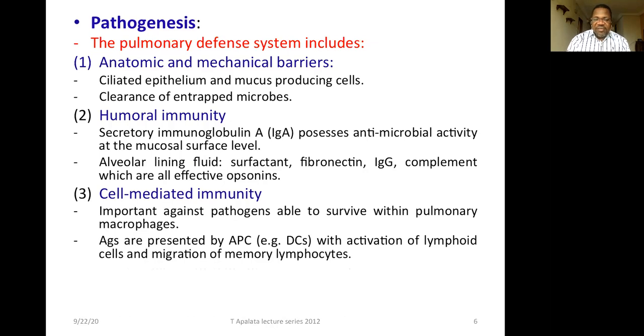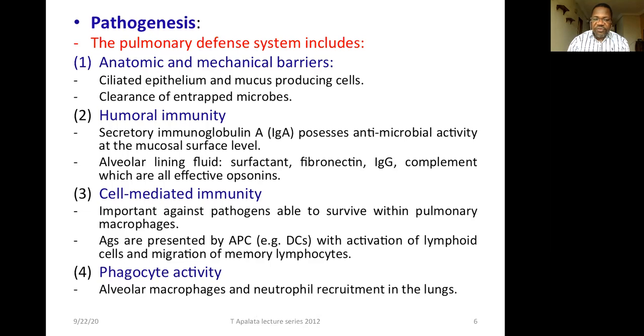Antigens are presented by antigen-presenting cells. Then there is an activation of lymphoid cells with a migration of memory lymphocytes that will come to the site of infection, and they are able to play a major role in preventing the occurrence of bacterial infection. Then we also have the activities of the phagocytes.